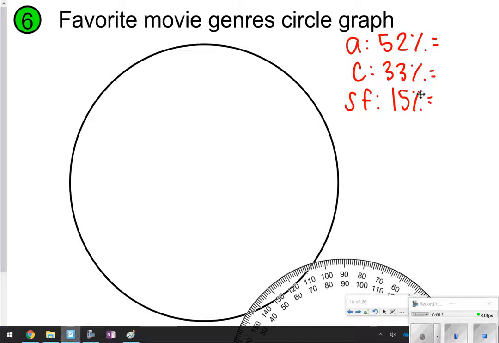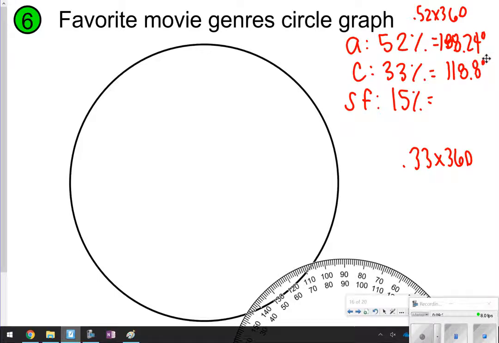So remember, 52% will be 0.52 times 360. And that gives us a little bit more than 180, so this one will probably be beneficial to do at the end. Gives us 188.24 degrees. Comedy will be 0.33 times 360. And that's 118.8. I'm going to keep the decimals for now. And then sci-fi would be 0.15 times 360. And we get 54 degrees. So probably the easiest way to start off is to just do the smallest one here.